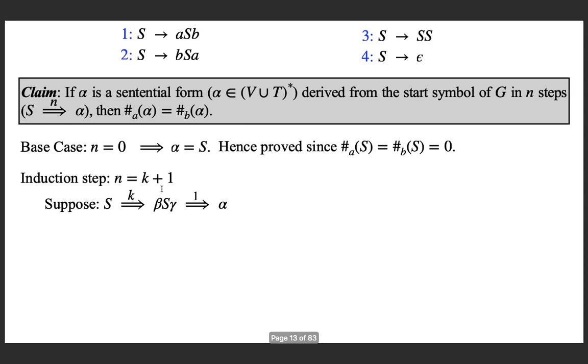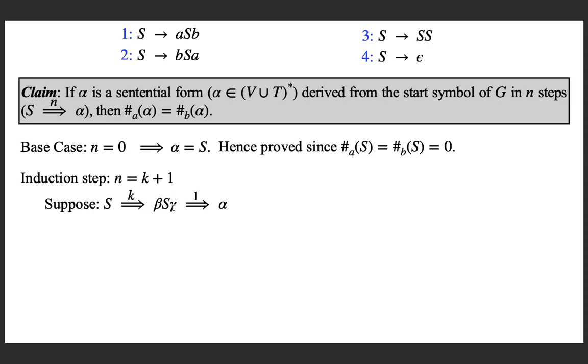So now we are going to derive the string alpha using k plus 1 steps. And now if you look at these productions, you can easily observe that whatever you derive as a string of variables and terminals, if that string contains a variable, it must be capital S, because that is the only variable. So this is a fair assumption.